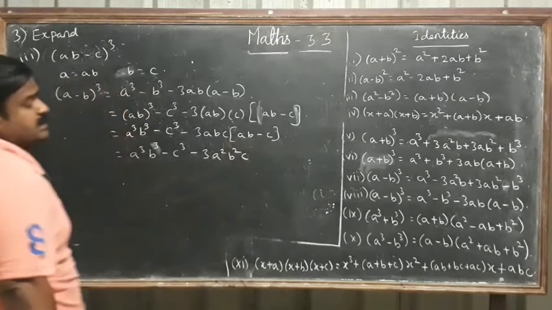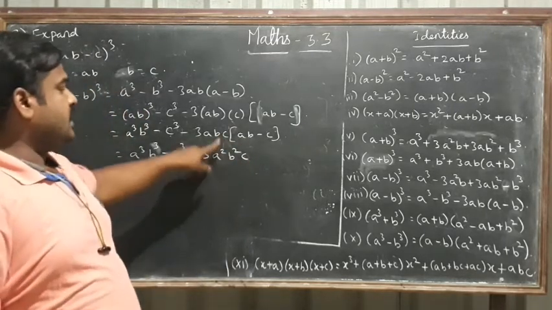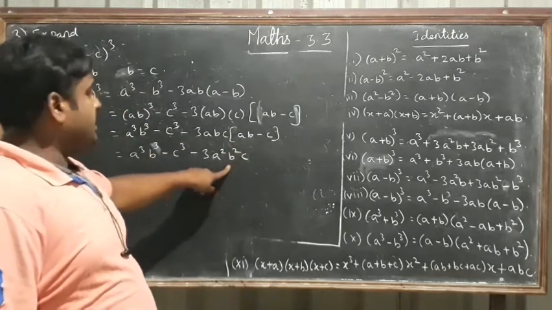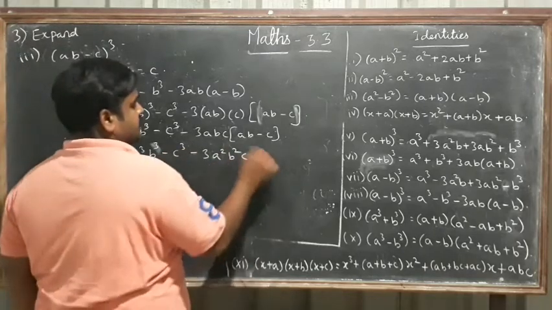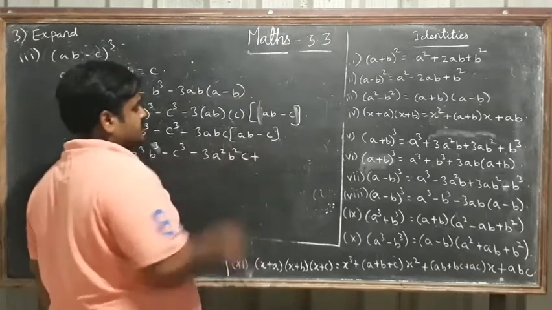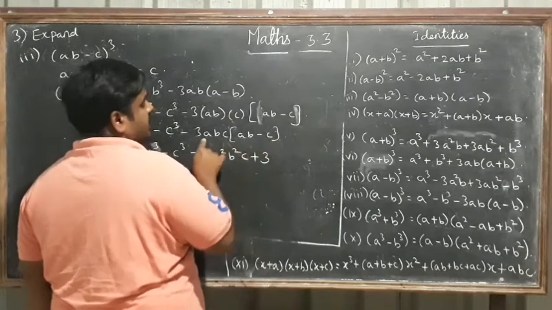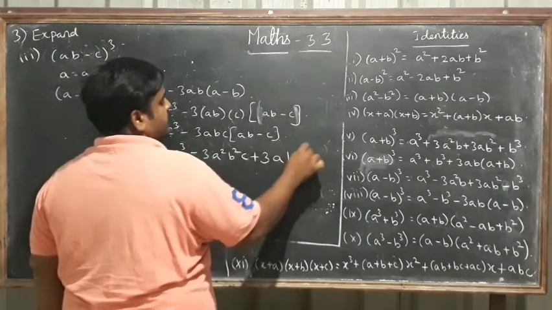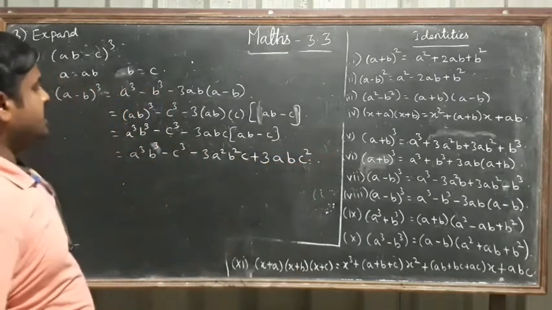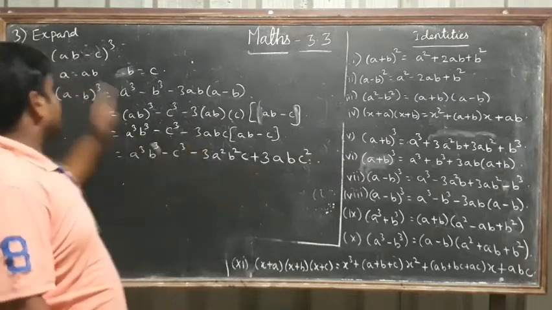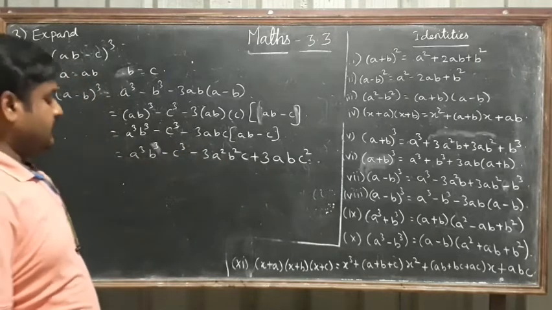A gets multiplied twice. A into a will be what? A square. B into b will be what? B square into c. Minus into minus will be plus. 3 ones are 3, a b c square. So this is the final answer for (ab minus c) the whole cube.